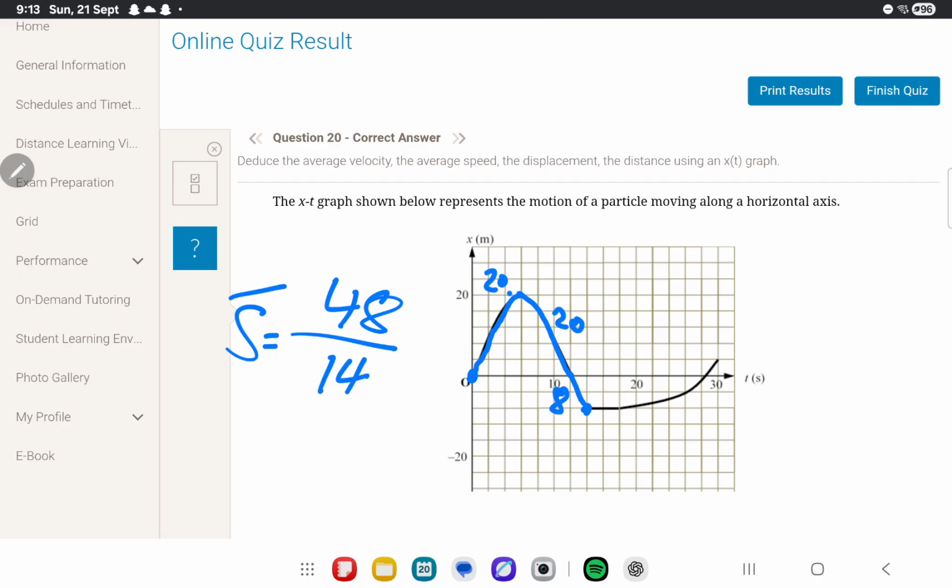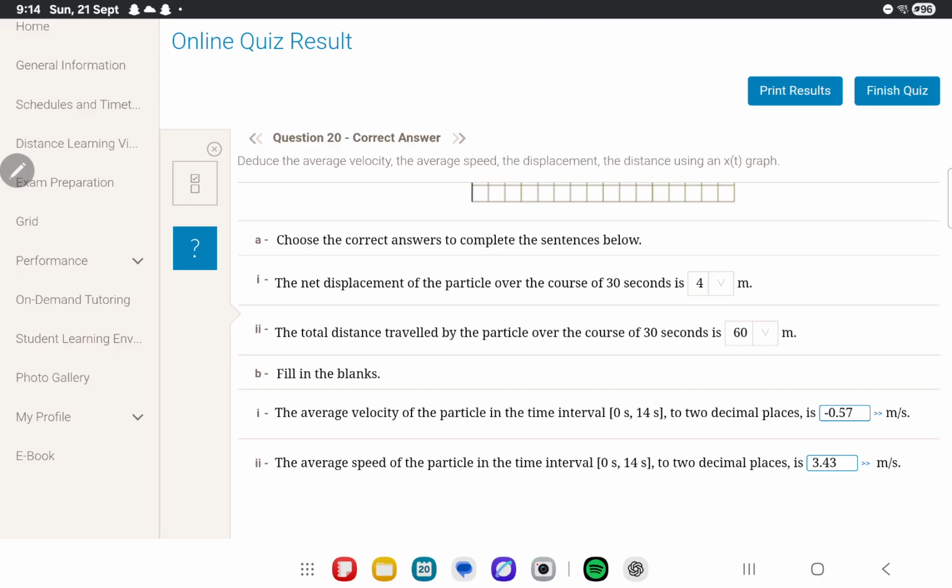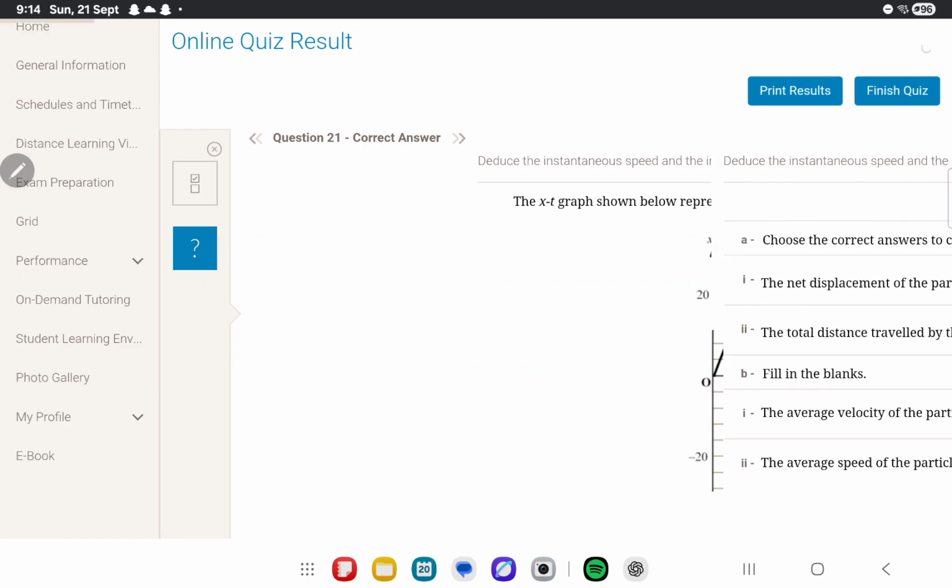Right, because 20 plus 20 is 40, 40 plus 8 is 48. So speed is equal to 48 over 14, which is 3.425, so 3.43 meters per second. I wrote that wrong, it's 3.43. Okay, that's all they want us to know.